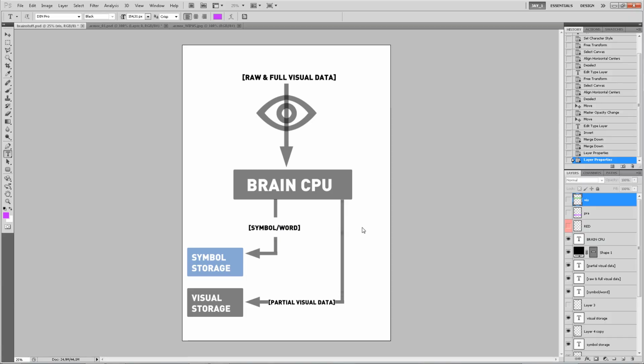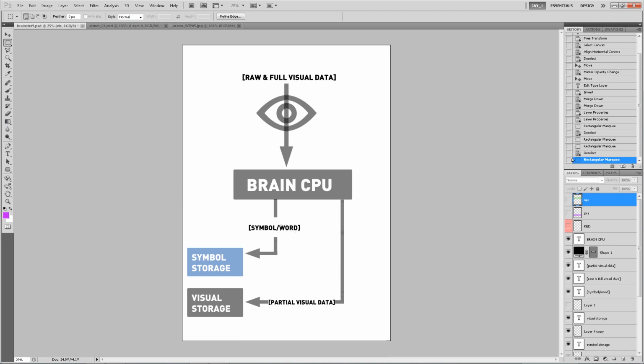So this is not gonna be biologically or psychologically correct, but this is just fine for explaining what I have to explain. So when we see stuff that is out there in the world, full and raw visual data, which is a lot of information, goes through our eyes to our brain central processing unit, which is something I just made up, which is the part of your brain that does stuff with information. Now, since your brain doesn't want to store so much data, what it does with it is using symbols. What is a symbol? A symbol is a proxy or a stand-in for something that is actually a lot bigger. And the way the brain achieves that is by omitting a lot of information.